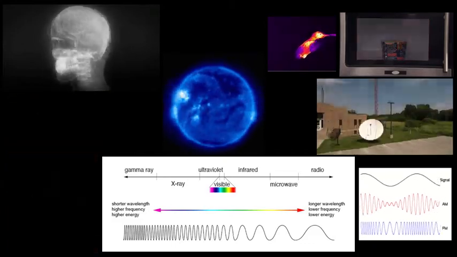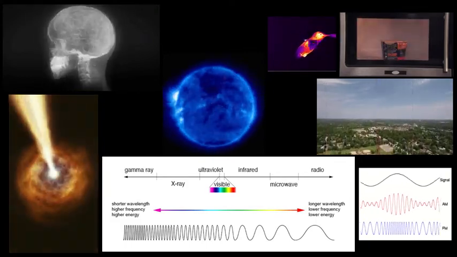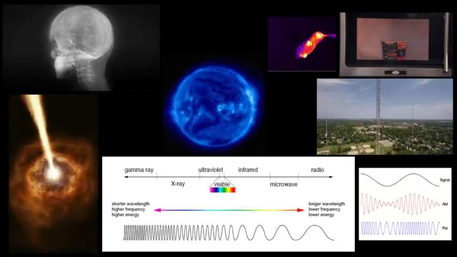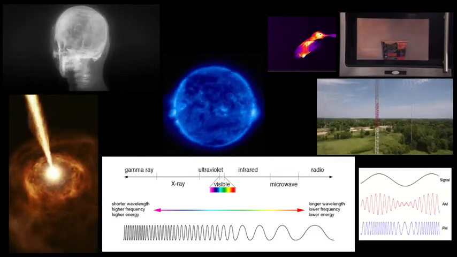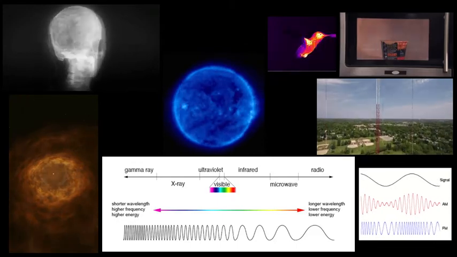Ultraviolet has sufficient energy to break chemical bonds. X-rays can go through bodies and allow us to see from the inside out. And gamma rays are emitted from nuclear reactions.